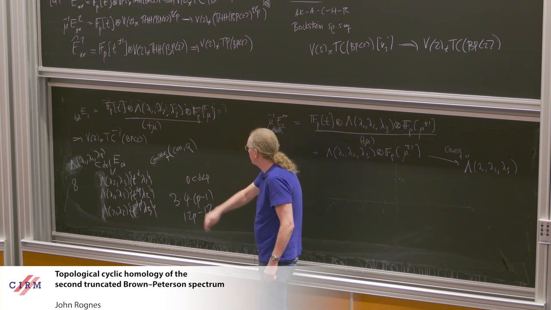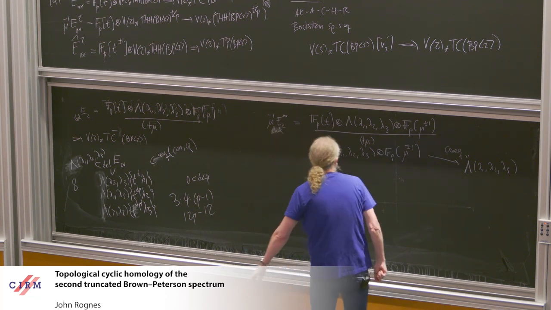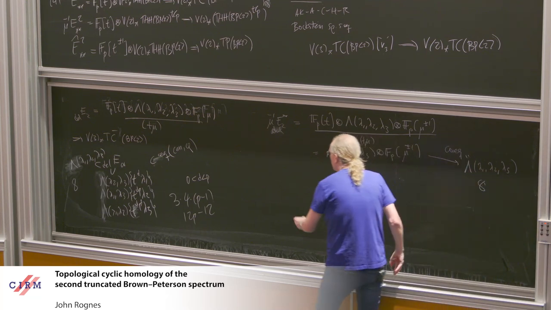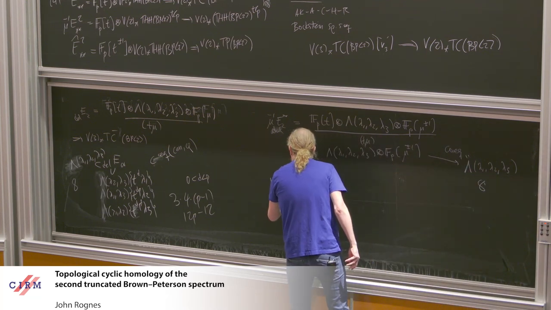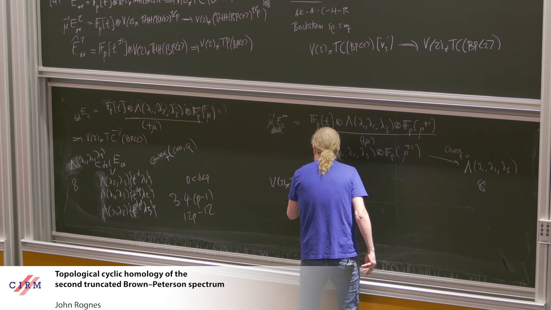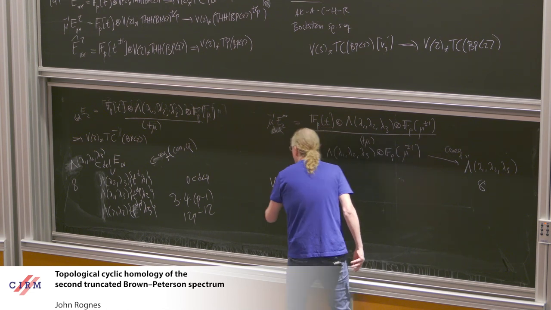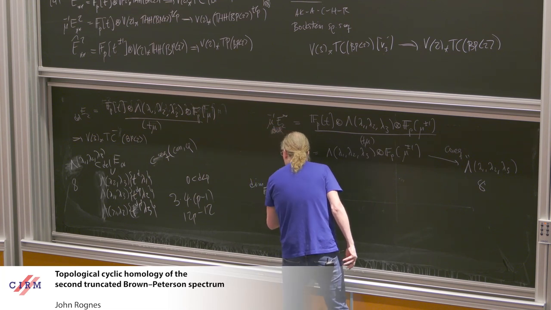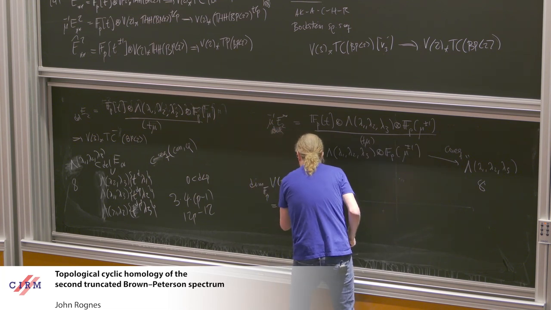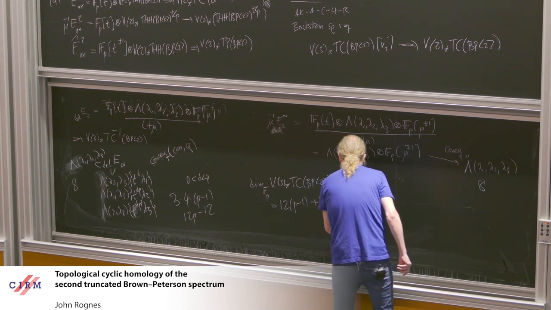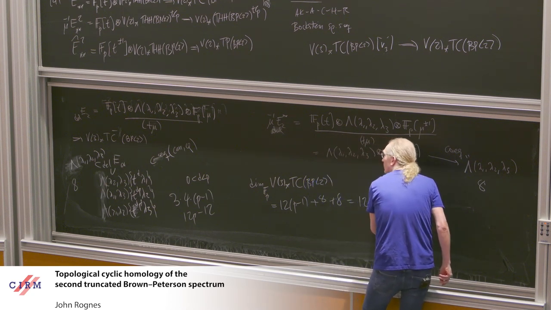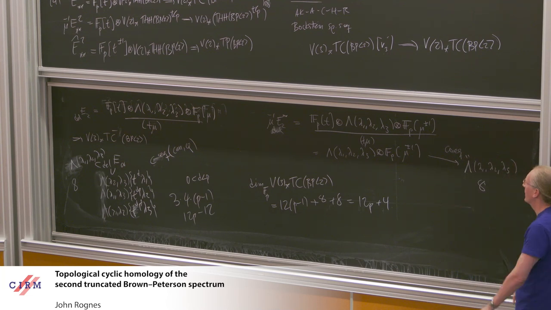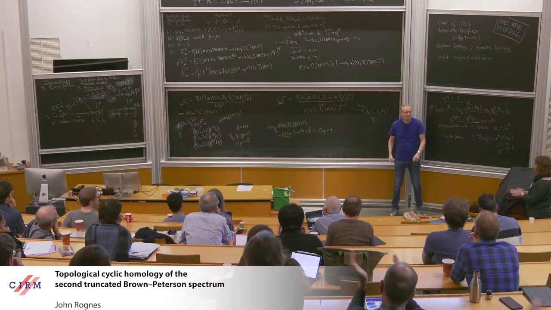So there are 12P minus four classes in the equalizer, and eight classes in the co-equalizer. So the conclusion here is that the V3 homotopy of TC of BP2 is an FP vector space, and the dimension is 12P minus 1 plus 8 plus 8, or 12P plus 4. So that's the number that you saw at the beginning. And you can make these. All right, let me stop there.